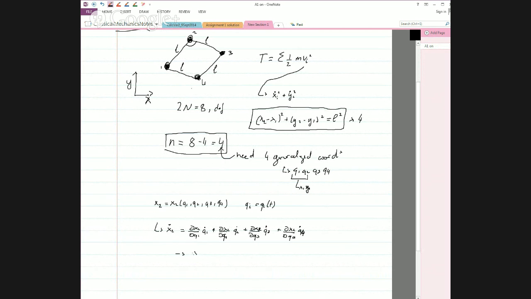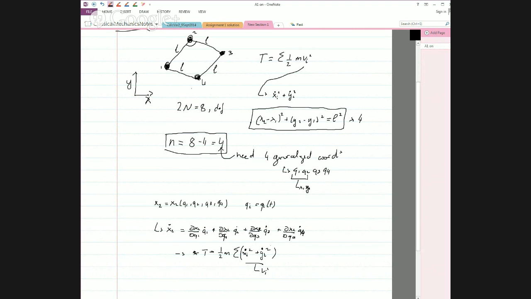you want to get T, which is the sum of the m's. They're all the same masses, so I can move them out of the sum, times xi dot squared plus yi dot squared, right, where this is ei squared. So first you have to express the coordinates of all of these guys and their time derivatives in terms of the q's. So now this is in terms of the q's, and then you can finally write out the kinetic energy. So you're going to have to square these things.